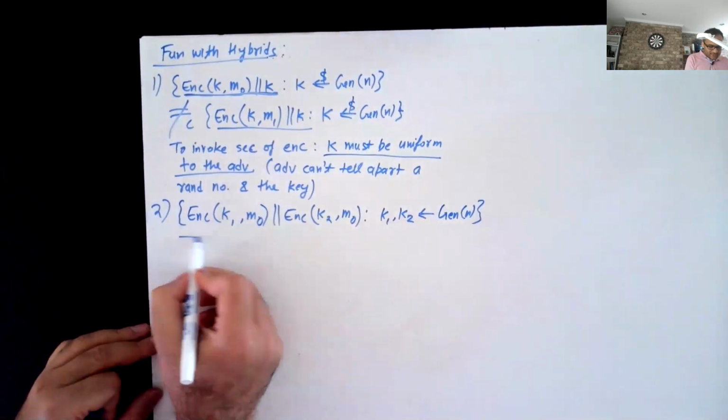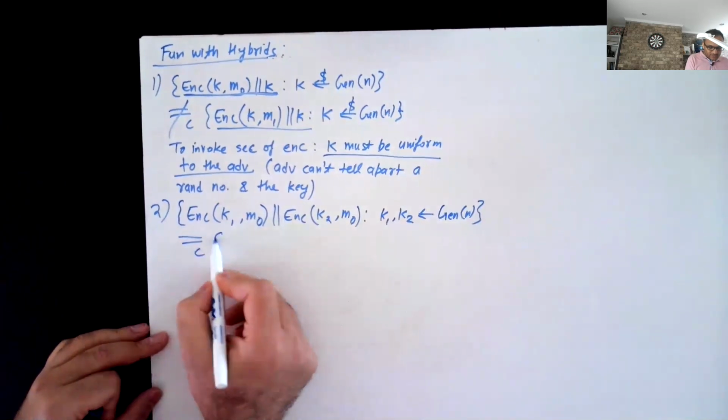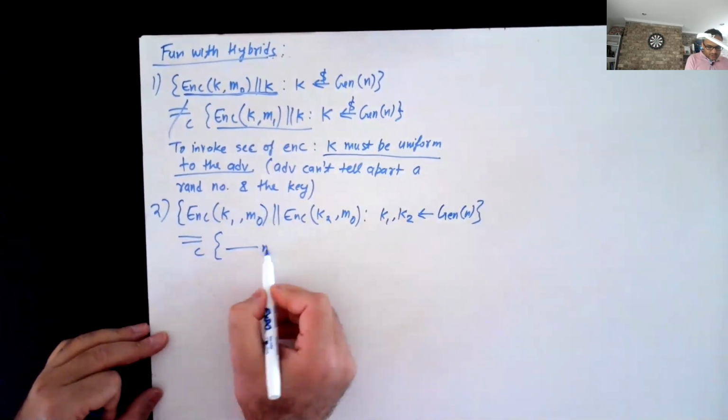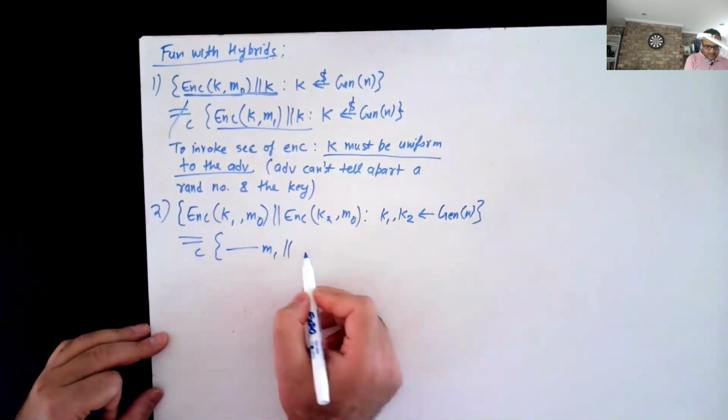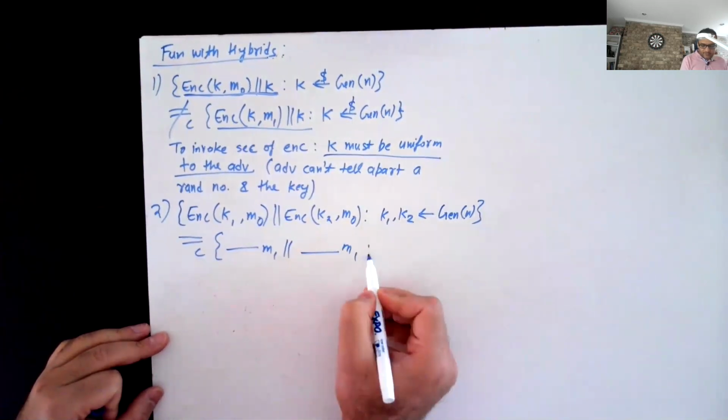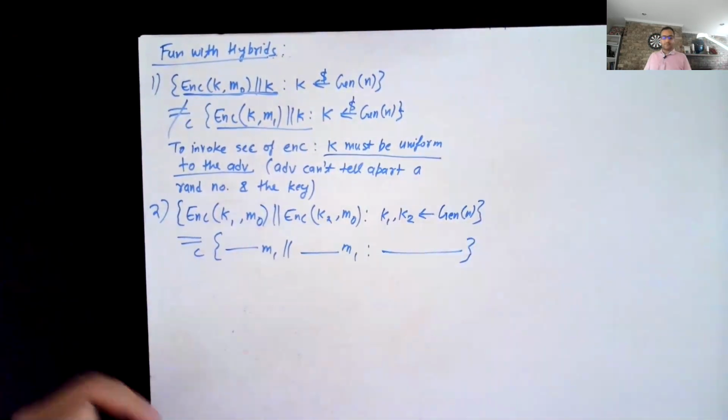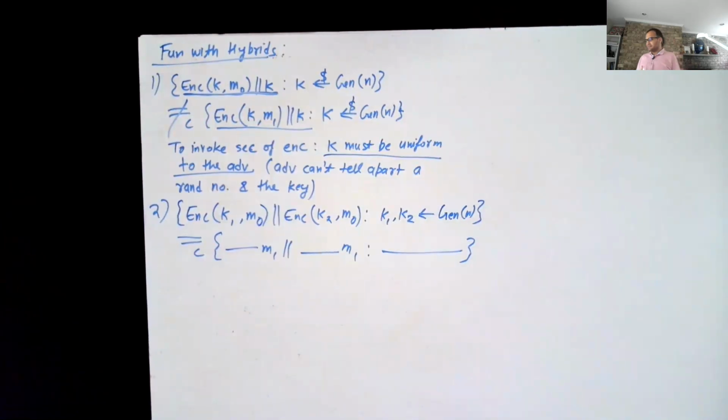And Bob writes that this is computationally indistinguishable from the same distribution, except that you are encrypting M1. Is this correct or wrong? And feel free to take a guess. No points for getting the answer correct or wrong. We are just trying to have fun.